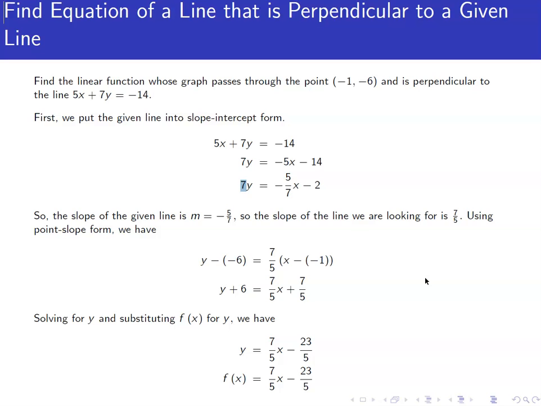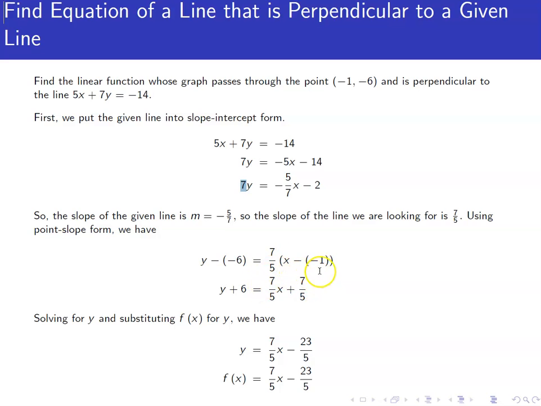To find the equation of the line we're looking for, we'll use point-slope form: y - y1 = m(x - x1). Our point that we're given is (-1, -6). So we'll have y - (-6) = the slope, 7/5, times (x - (-1)).